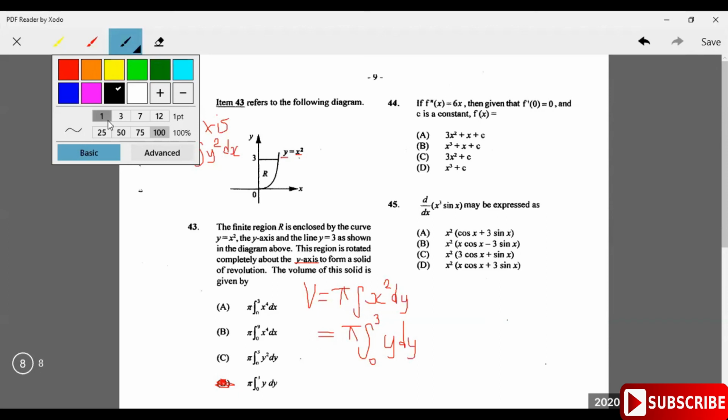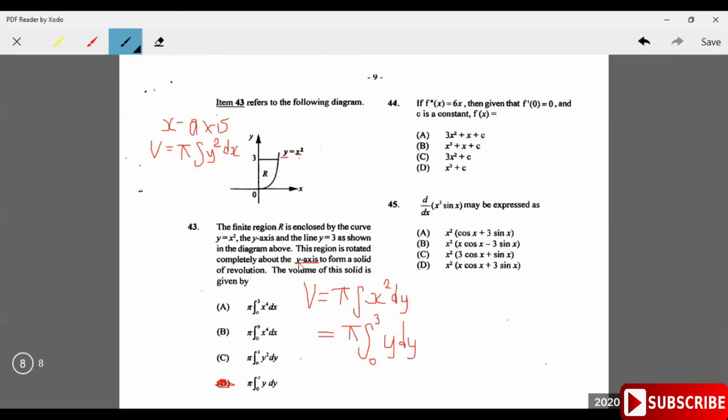Critical to know this. Very critical. This is volume for y-axis. Very critical. Volume around y-axis. Put a box around it. So that is D.